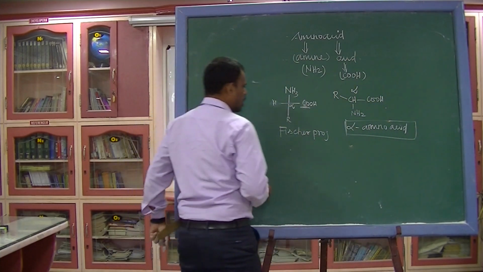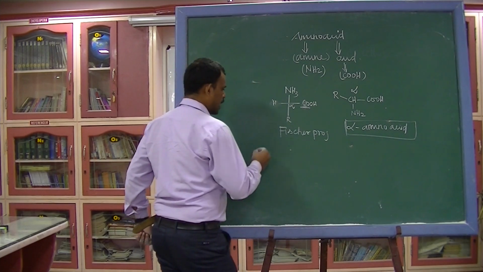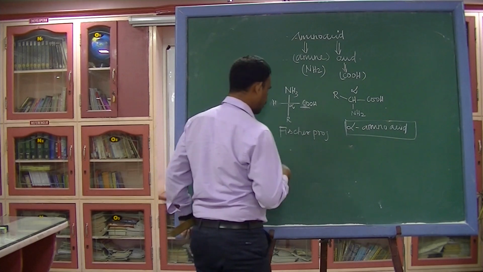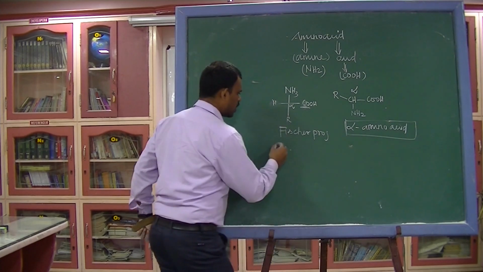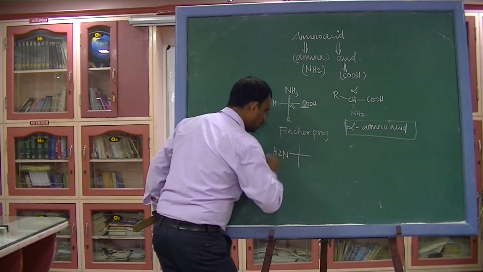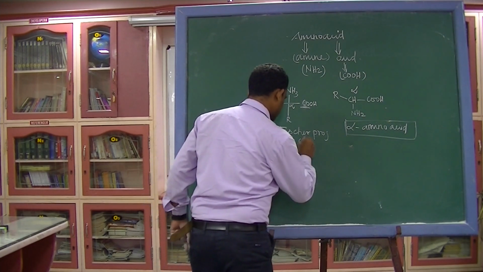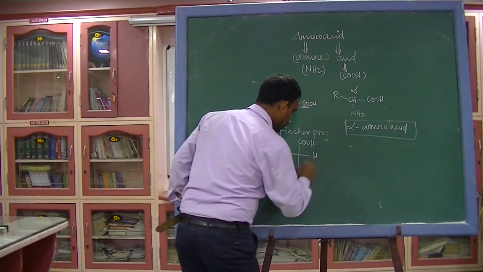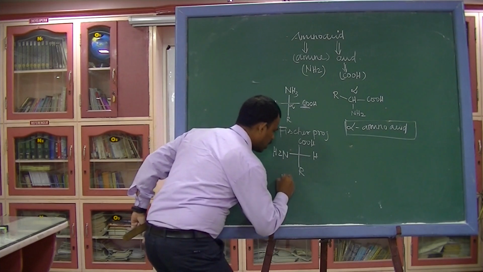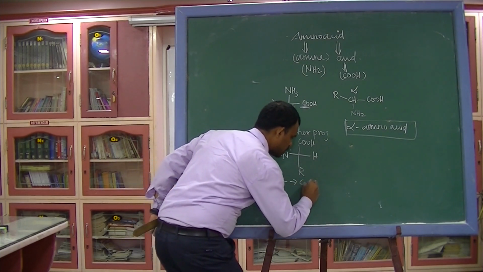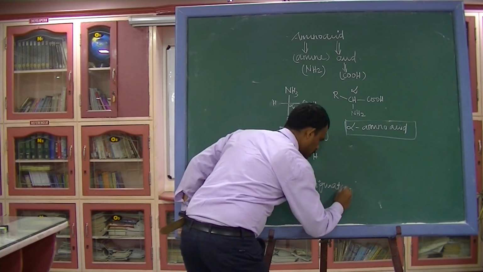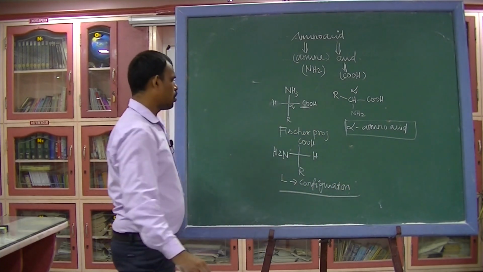As we discussed in the last class, all the naturally occurring sugars have D configuration. Similarly, in amino acids, all the naturally occurring amino acids have L configuration. So L configurations.